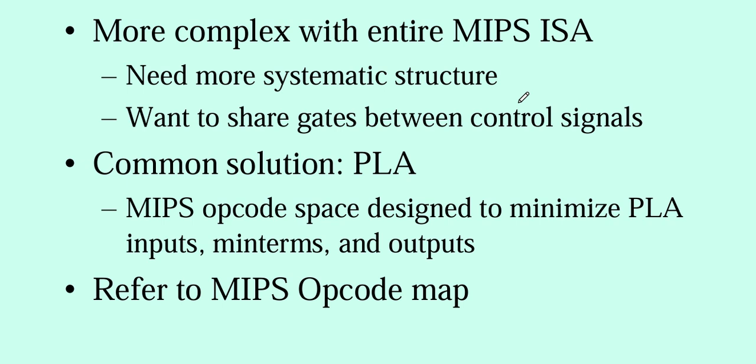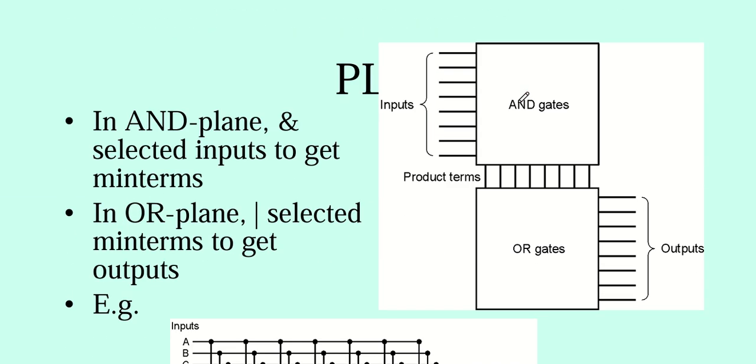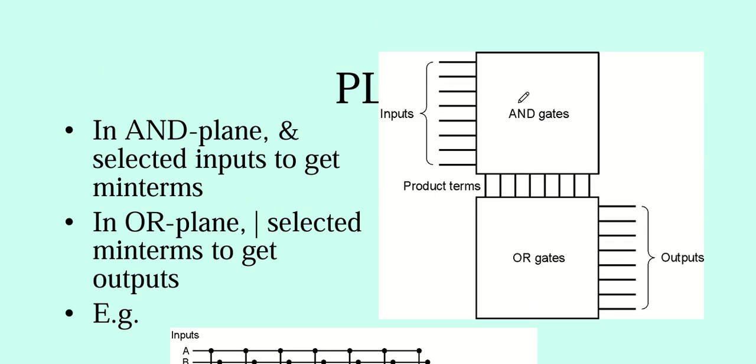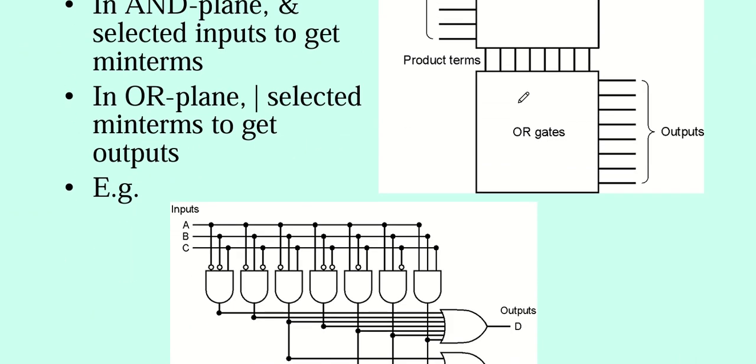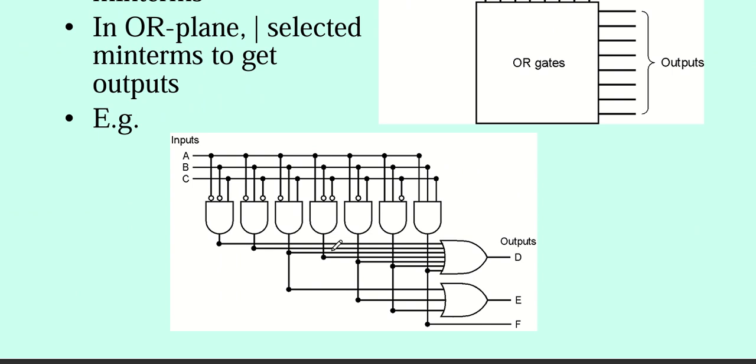Now one common solution is to use a PLA, right? And how will you use a PLA? Remember the PLA has what, an AND gate and an OR gate. You have probably forgotten your PLA, but it's nothing much. So, for example, this PLA, right? Let's take F alone, right? So let's take F alone.